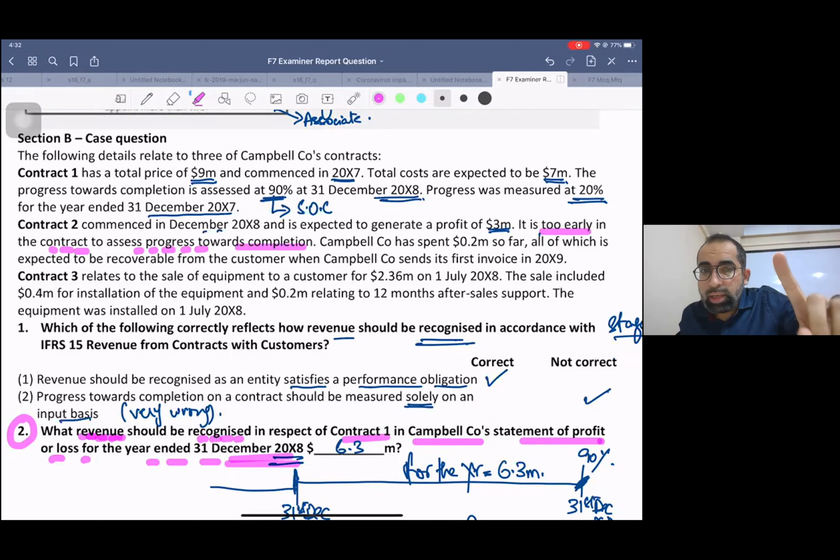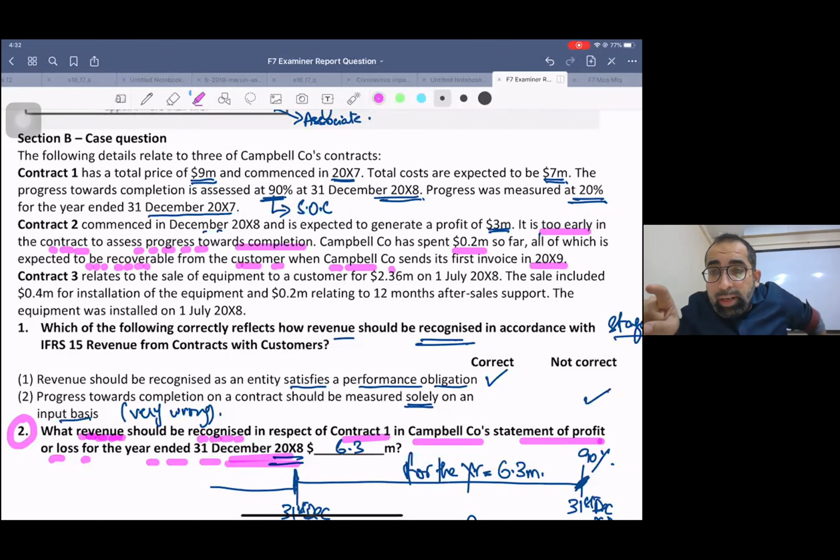There is uncertainty. Okay, so in that case, what is the rule? What does IFRS say? You can book revenue equal to the cost incurred which is recoverable. Campbell means our company has spent 0.2 million. This is the cost, 0.2 million so far, all of which is expected to be recoverable from the customer when Campbell company sends its first invoice in 2009.